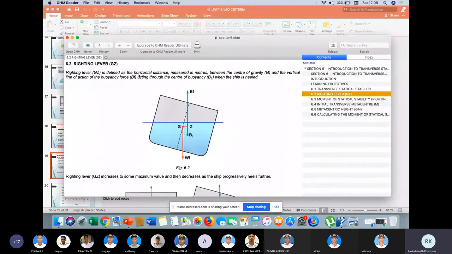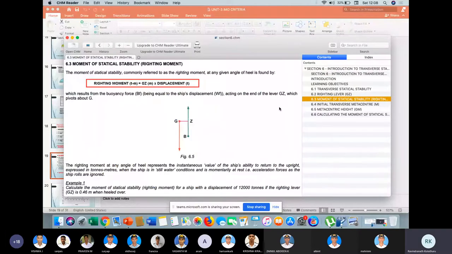What happens now? Normally, when your vessel is upright, your G and B will be in the same line. But once your vessel starts heeling, your center of buoyancy and center of gravity get shifted, or there is a horizontal distance created between G and B. That horizontal separation we refer to as GZ, which is the righting lever. Now what is the formula for righting moment? GZ into displacement. Right.